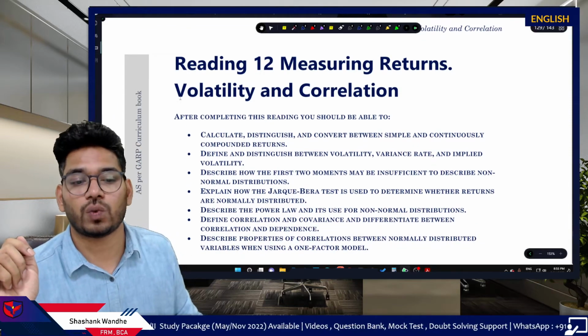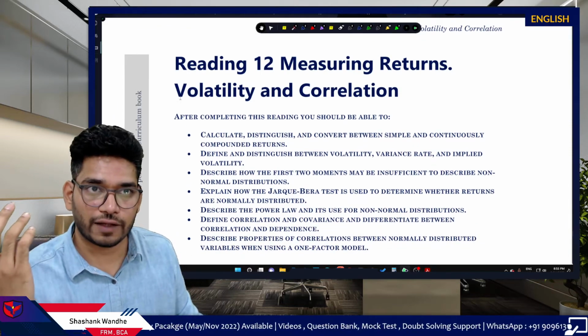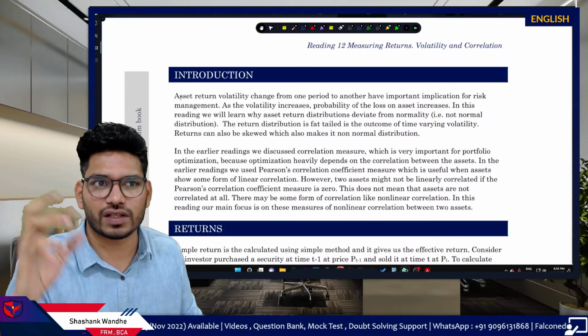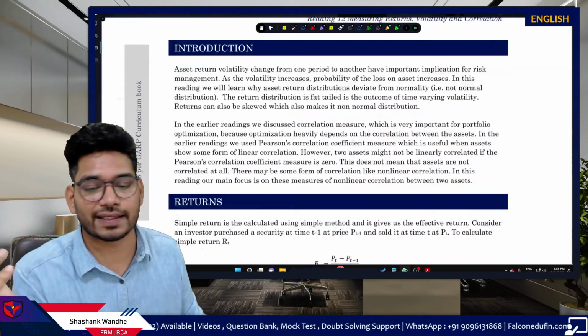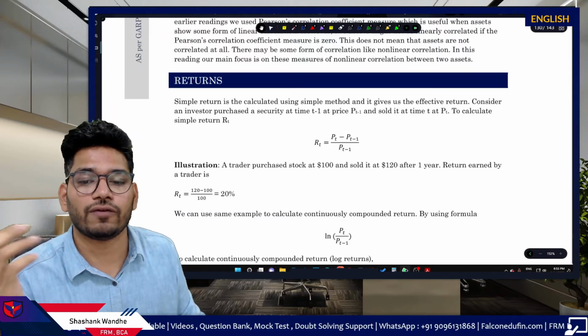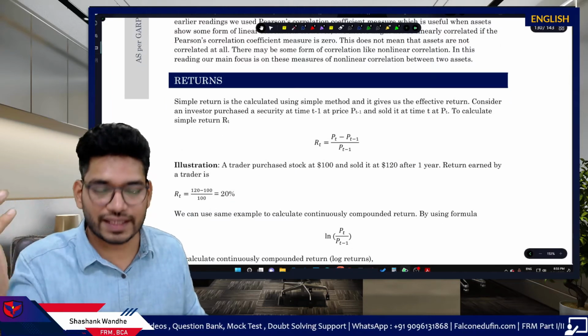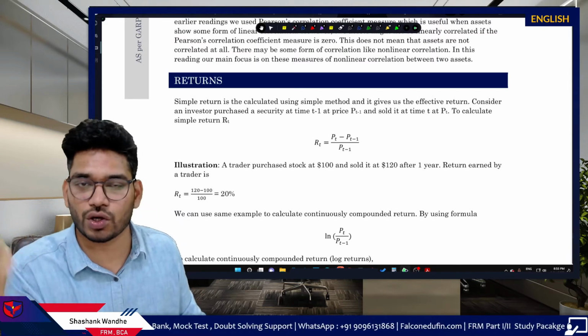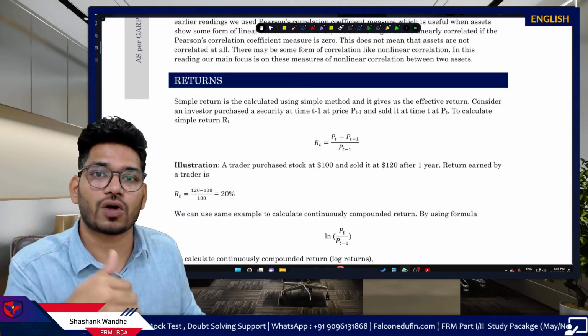Next is reading number 12, measuring returns, volatility, and the correlation. Again, very easy discussion. This is again a repeated discussion. We already discussed the majority of the content of this particular reading in basic statistics itself, but here we are only focusing on the return. So in basic statistics, we focused on mean. Here we are focusing on mean return. The concept is the same, but we are applying this concept to the returns.